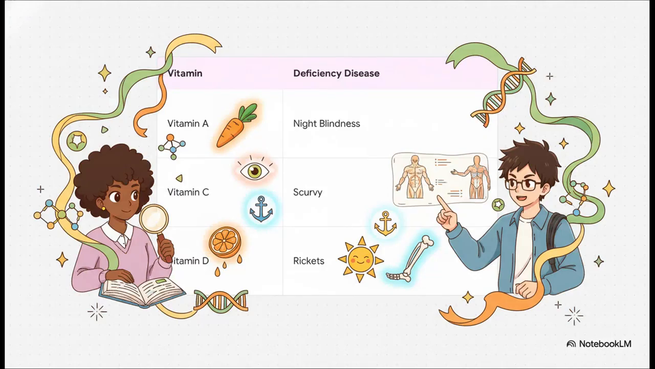Okay, this right here is pure high-yield gold. Questions linking vitamins to diseases are so common it's not even funny. You have to know this stuff. Lack of vitamin A causes night blindness, vitamin C deficiency gives you scurvy, and a lack of vitamin D causes rickets. These are easy marks just waiting for you to grab them.